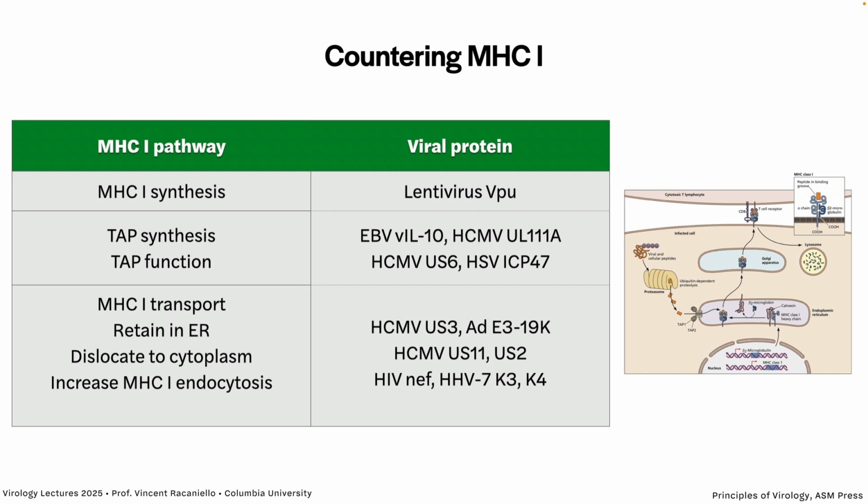As I had told you, they interfere with synthesis of TAP, the transporter, or its function. They interfere with transport of MHC1. They can cause some MHC1 to be retained in the ER. They can move it to the cytoplasm, and they can increase the endocytosis of MHC1, so it's drawn off the plasma membrane into the cell and degraded eventually. So all these rather large DNA viruses and a retrovirus interfere with this so that infected cells are not recognized, right? So that's the key here. An infected cell will not be lysed.